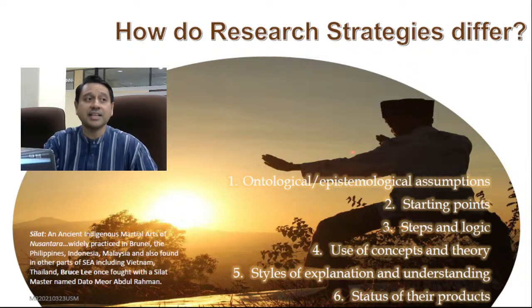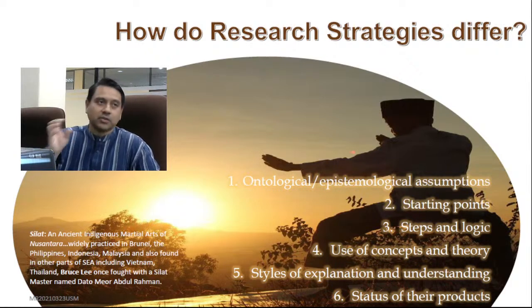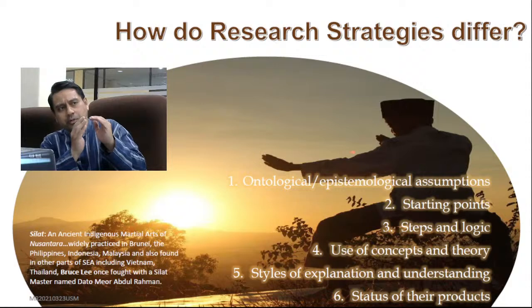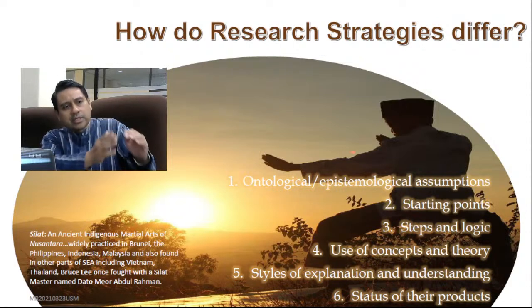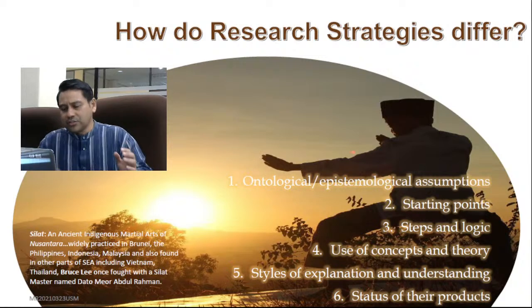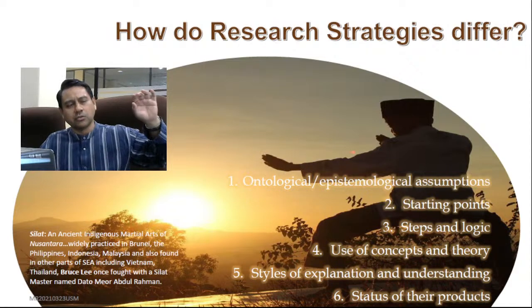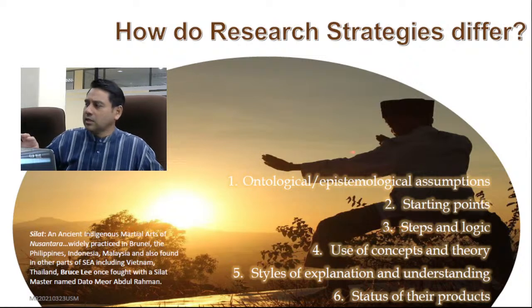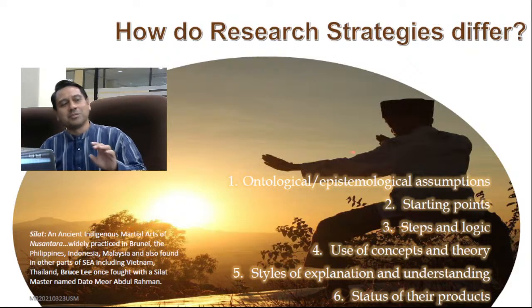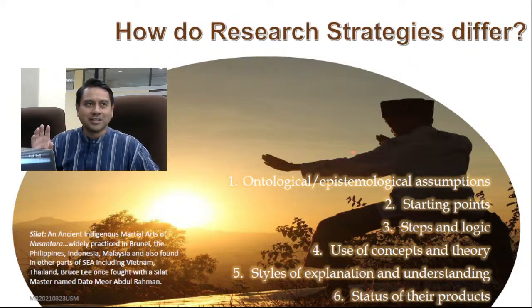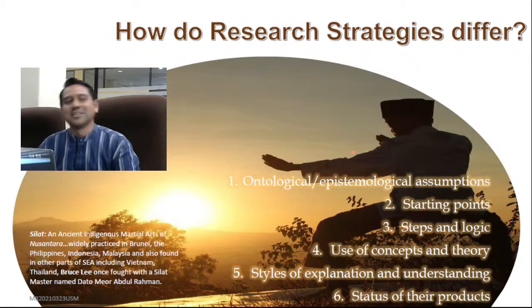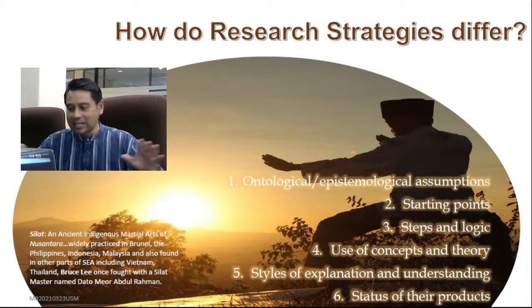And number six, status of their products. When we say products here, we mean findings and the quality or the status of the findings, right? So some research strategies will say we are interested in producing generalizations, right? That we can know that this particular theory or generalization is applicable in Sichuan, in Wuhan, in Shanghai, in Kathmandu, in Bangalore, in Swahili, in Nigeria, in Botswana, in Chorok Tokun, or in Bagan Lepas. We want to see these laws can be applied everywhere, right?